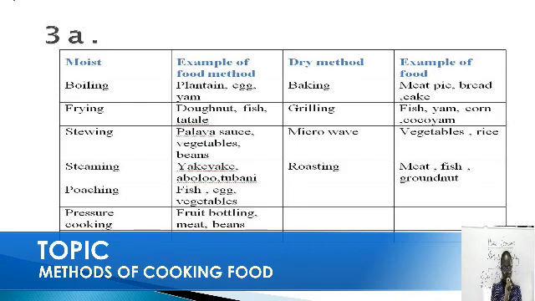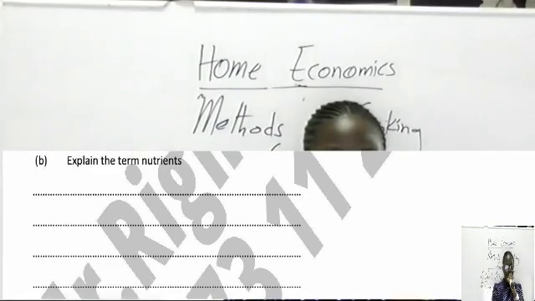Now let's move on to our next question. That is the 3B. It states that we should explain what nutrients are. B, explain the term nutrient. Before we try to explain this nutrient, can you think of anything that you can find this nutrient in? Where can you find this nutrient?